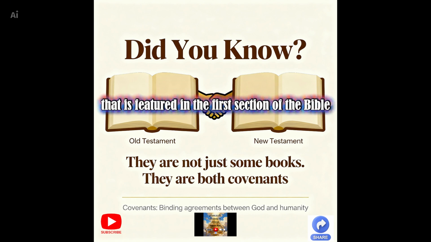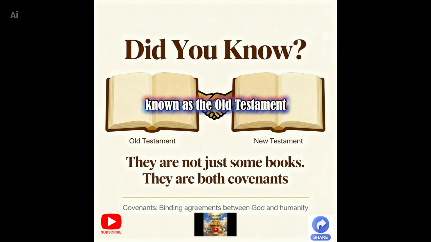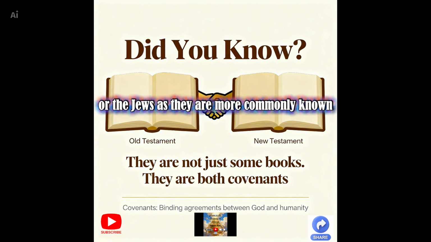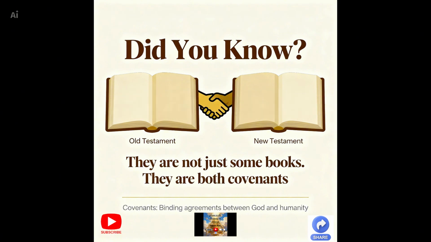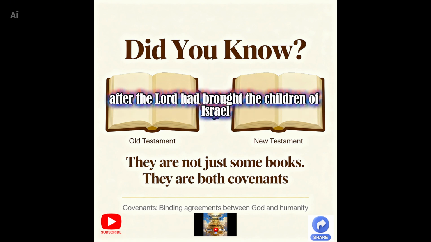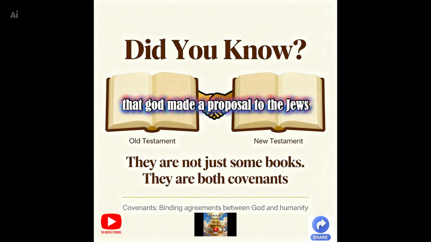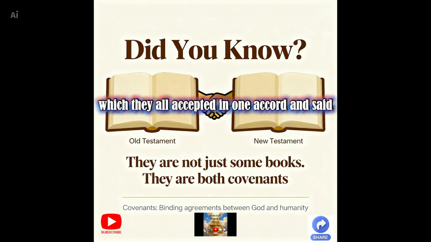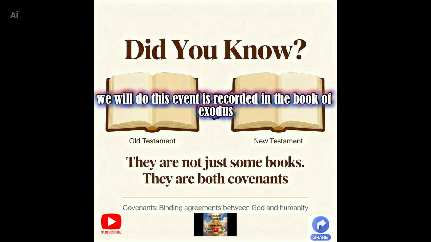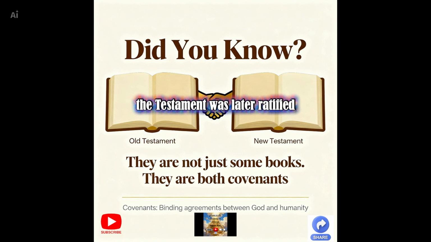The covenant that is featured in the first section of the Bible, known as the Old Testament, was an agreement between God and the children of Israel, or the Jews as they are more commonly known. It was at Mount Sinai in the third month, after the Lord had brought the children of Israel out of the land of Egypt, that God made a proposal to the Jews, which they all accepted in one accord, and said, "All that the Lord has spoken, we will do." This event is recorded in the book of Exodus, chapter 19. The testament was later ratified by the sprinkling of blood in the book of Exodus, chapter 24.